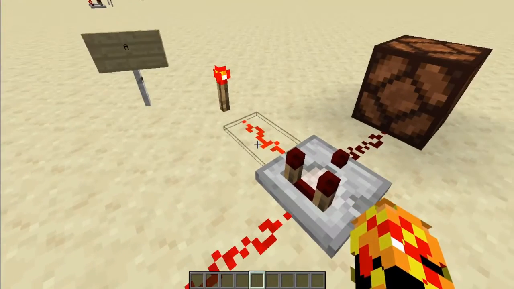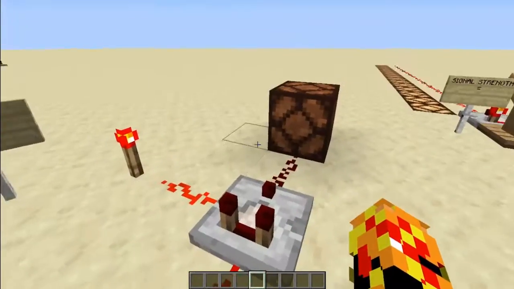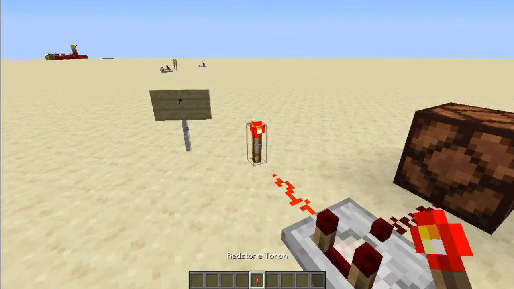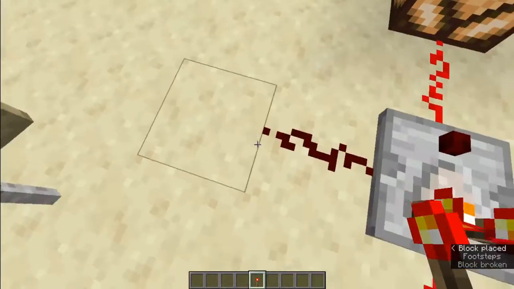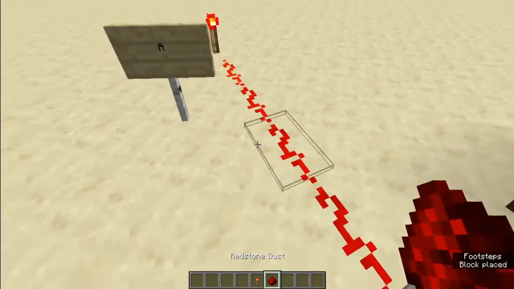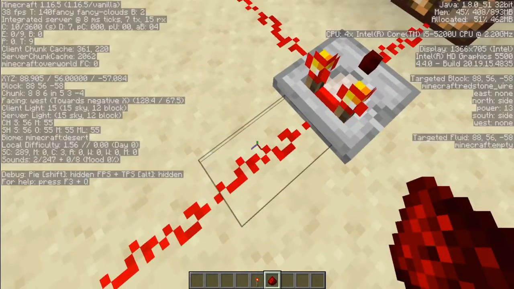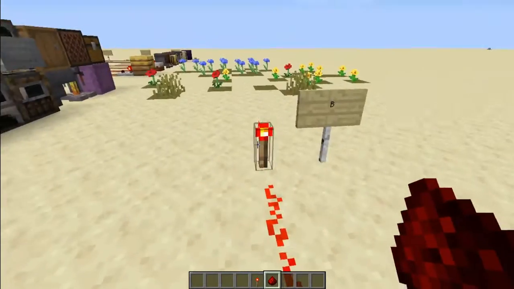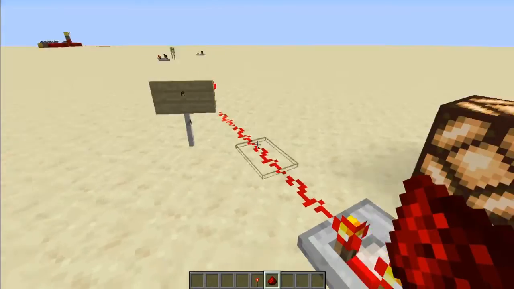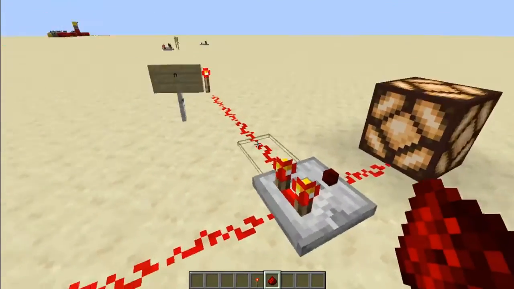Right now, A is much stronger than B, so the redstone lamp will not glow. But if we move A farther away, B will give off more power than A, so the redstone lamp will glow. But if we put both the redstone torches equidistant from the comparator, the redstone lamp will still glow.